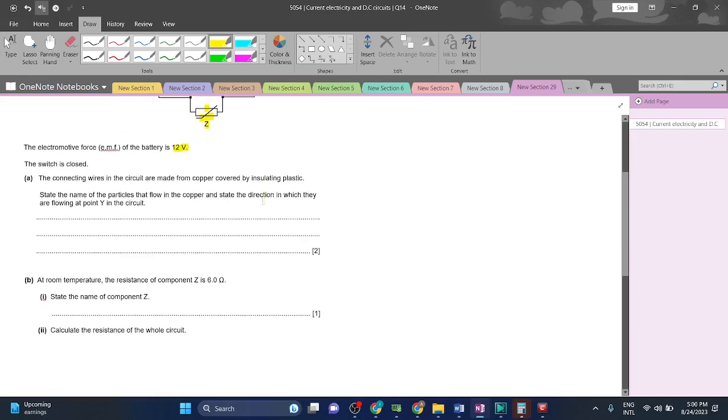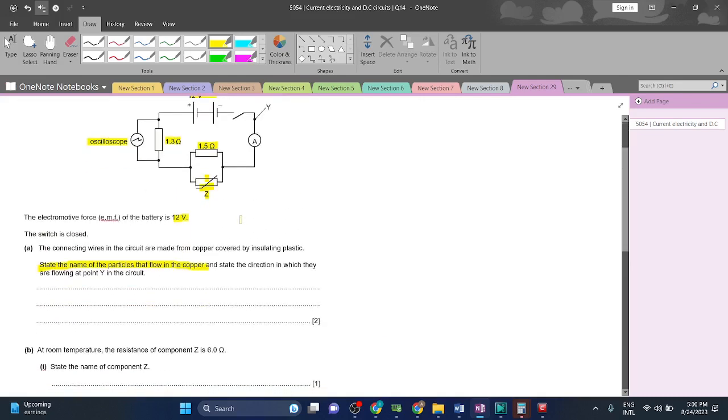The switch is closed. The connecting wires in the circuit are made from copper covered by insulating plastic. State the name of the particle that flows in the copper. So firstly, we have to state the name of the particle that flows in the copper and state the direction in which they are flowing at point Y in the circuit.